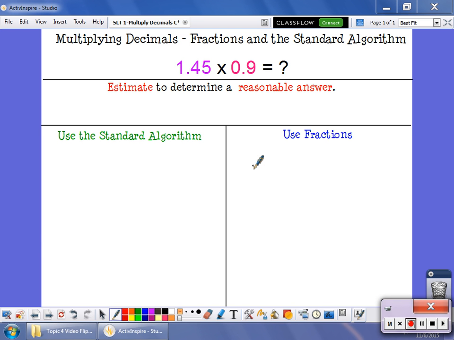Today we're going to talk about multiplying decimals. And what we're going to do is look at how multiplying decimals and multiplying fractions are similar. The first thing we want to do is estimate a reasonable answer.